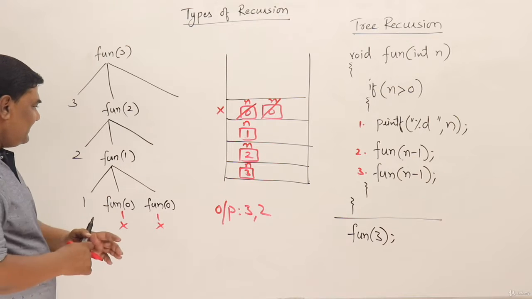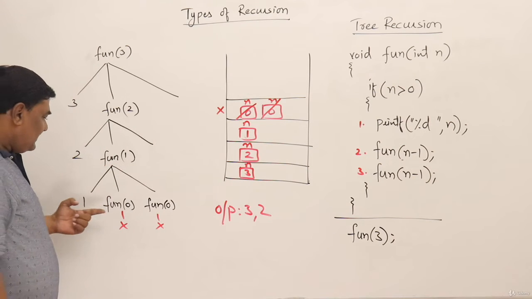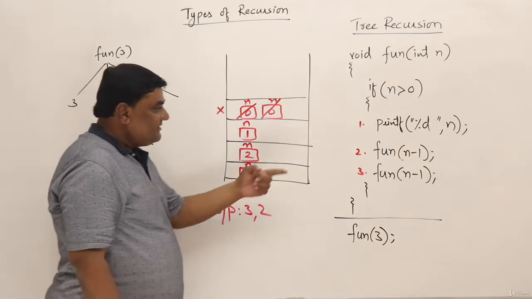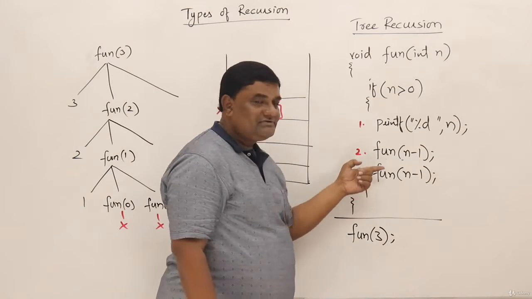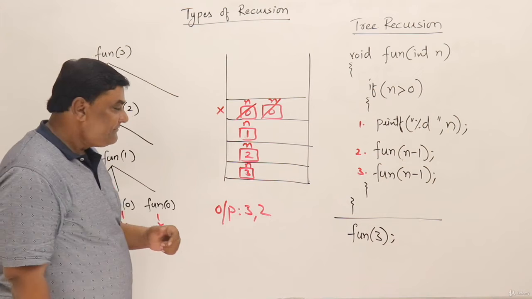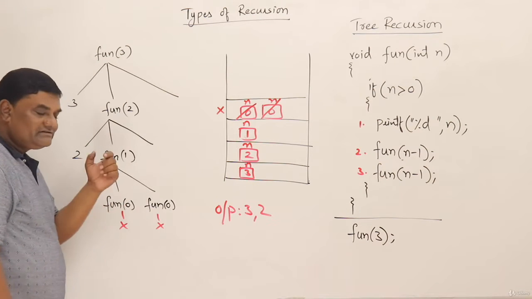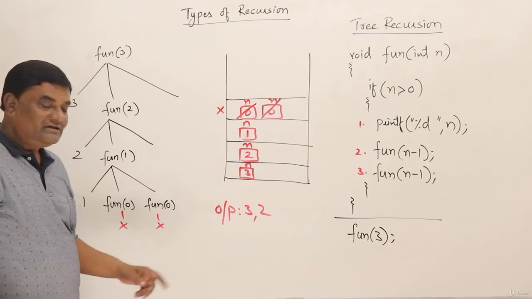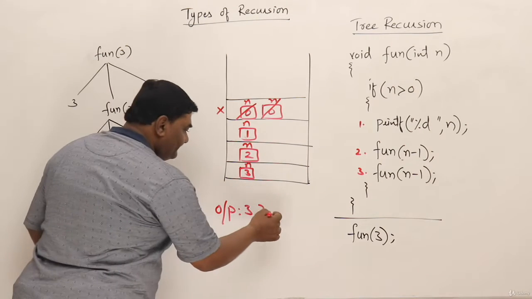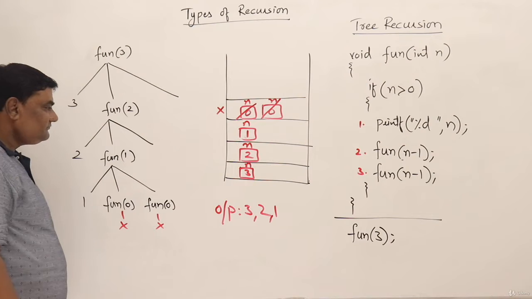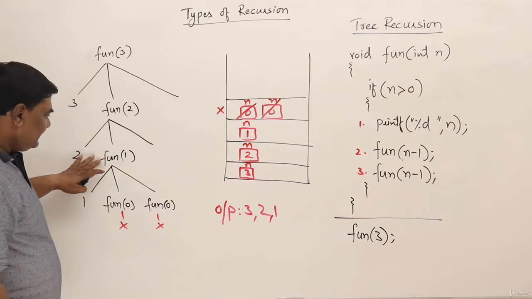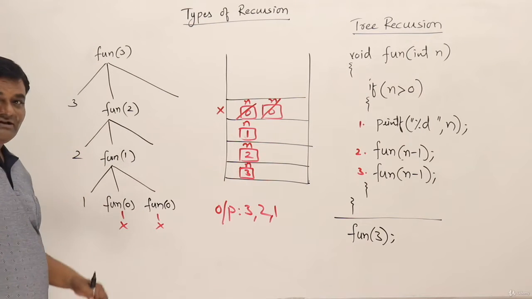So now you can see that for fun of 1, all 3 steps are completed: printing, and calling itself 2 times with reduced value of n. That is, 1 is printed and fun of 0, fun of 0 are called and they have finished. And in the output we also have 1. Now this call is completed. All 3 steps are over.